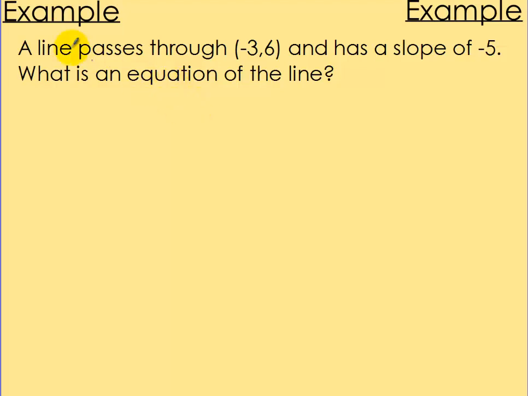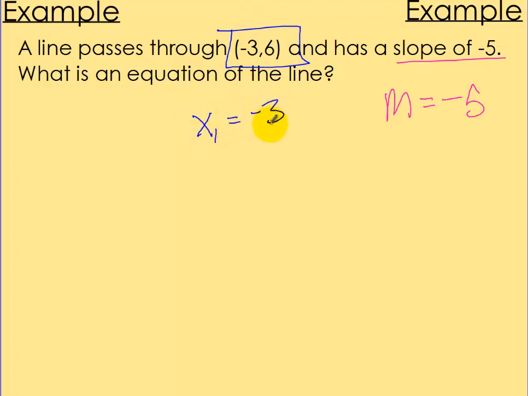All right, let's begin. A line passes through -3, 6 and has a slope of -5. What is an equation of that line? So I have a point right here, and I have a slope. So the first thing to write an equation, if I have a point and a slope, I can use the point slope form. Because my slope's -5, that means my m is going to be -5. Because I have a point on that line, -3, 6, I know that the first one, -3, is going to be my x sub 1. So x sub 1 is -3, and my y sub 1 is going to be +6.